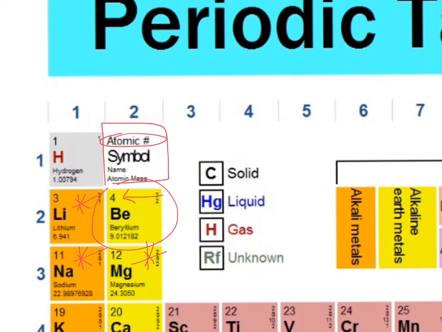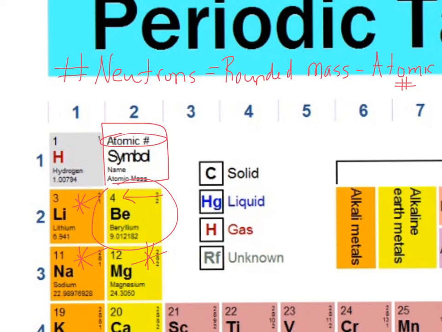Easy, right? So what about neutrons? Well, to figure out how many neutrons you have in an atom, you actually have to do a tiny little itty-bitty bit of math, but it's easy math. Here's the formula for figuring out the number of neutrons. The number of neutrons is equal to your rounded mass, got to round it to a whole number, minus the atomic number. By the way, if you don't know this, hashtag, back before it became a symbol for social media, used to mean number. That's what that symbol means.